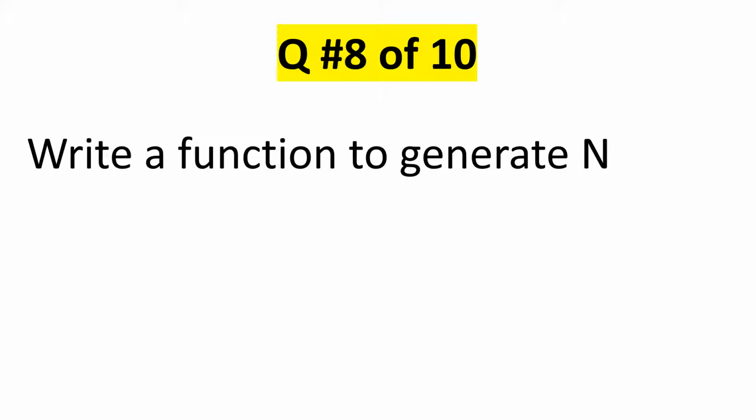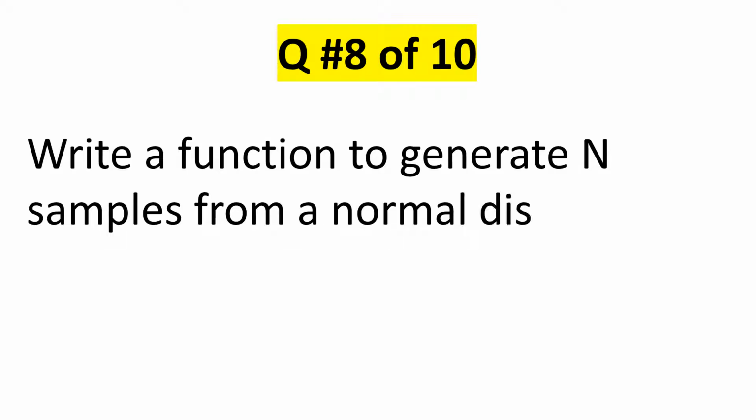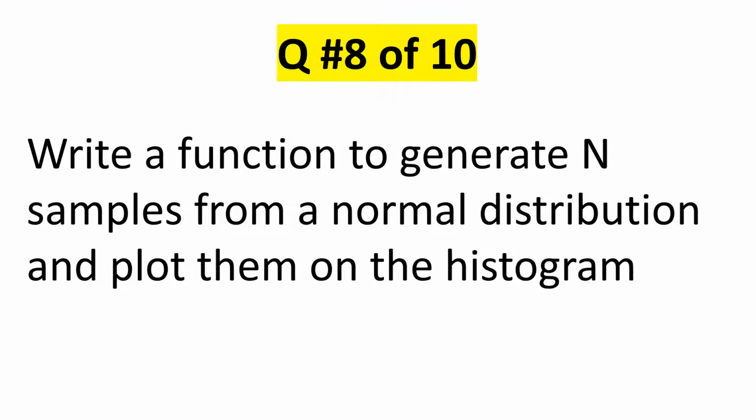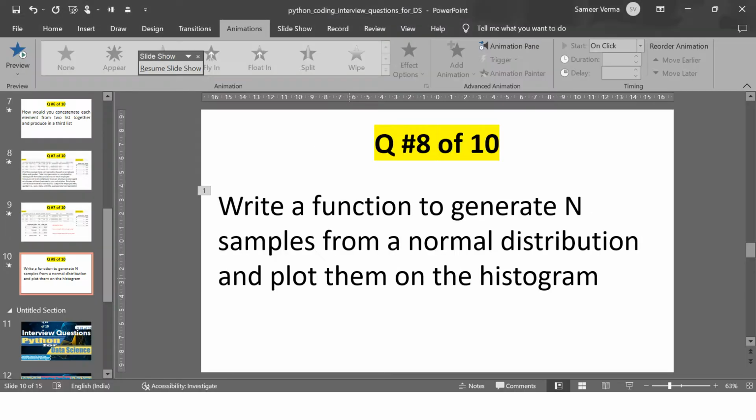Question. Here we need to write a function to generate n samples from a normal distribution and plot them on the histogram. So there are a couple of things to it. First, you have to generate a series or list of random numbers, and then you have to plot them on a histogram, right? So let me take you to the Jupyter notebook and try to help you understand.